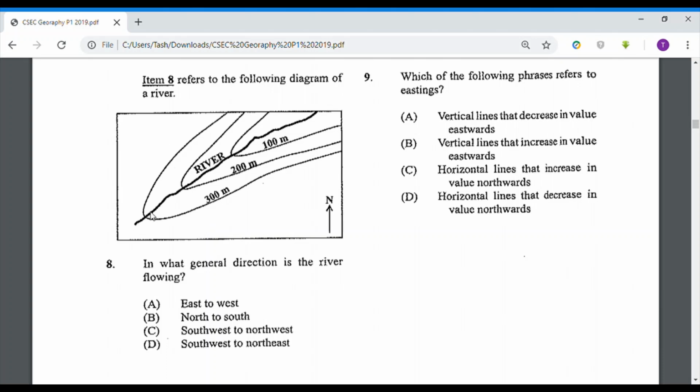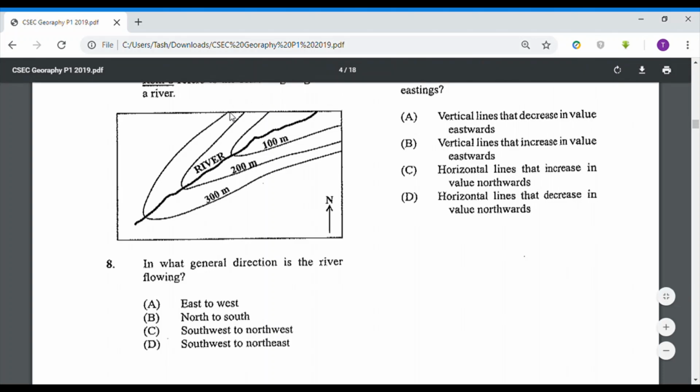So it is southwest, and it is running in the opposite direction. It would have been between north and east. So it would have been, for our answer, southwest to northeast. So the answer for number 8 would have been D.